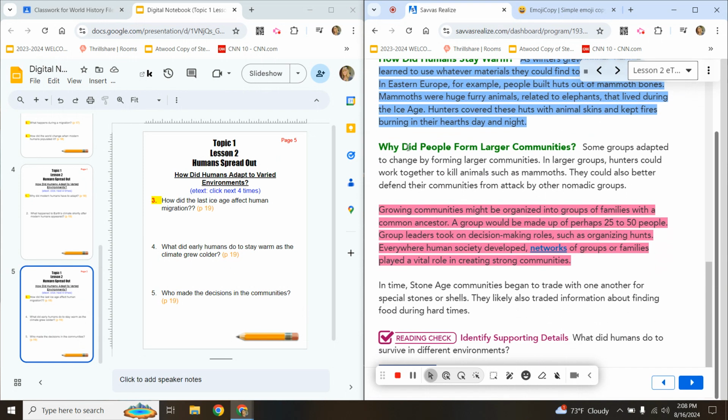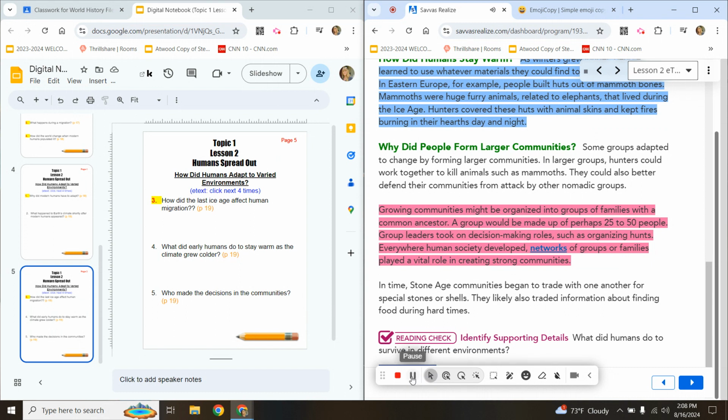The next question is under "Why did people form larger communities?" The question is, who made the decisions in the communities? You'll find that answer in the pink highlighted paragraph on page 19 in your textbook. Let's go ahead and listen to these 3 paragraphs now and get number 5 answered.